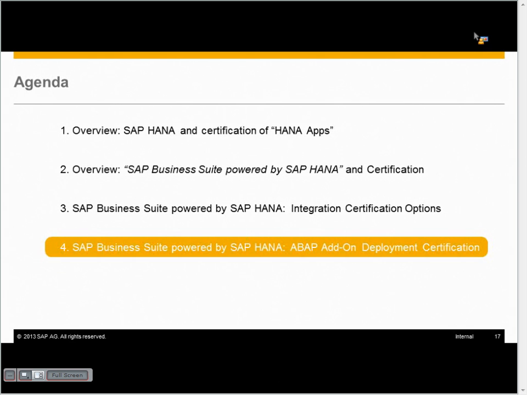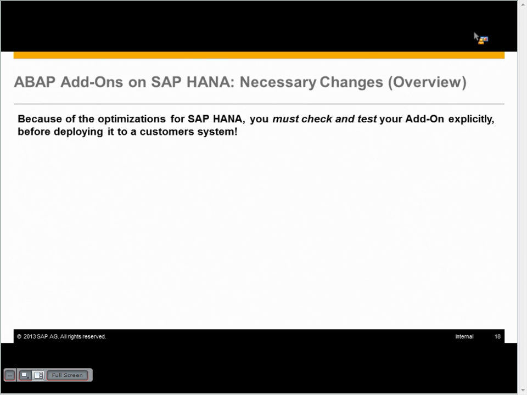With that, I would go on to the last part about what is special and what must be taken into account if I'm having an ABAP add-on running on SAP applications, and I would like to deploy that into a Suite on HANA system. As we have learned before, there are changes in the ABAP environment, in the standard ABAP coding of the SAP applications. So definitely, because of these optimizations, you must check and test your add-on explicitly before deploying it to a customer system or to a productive system.